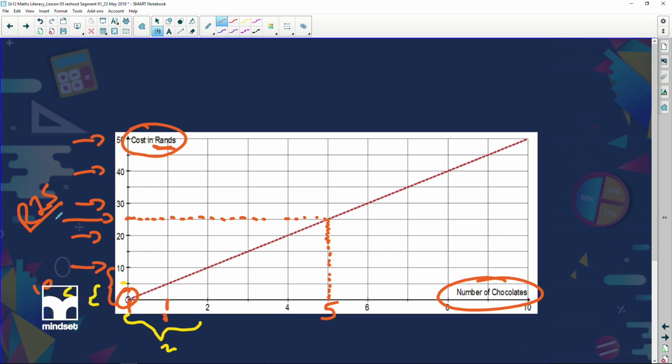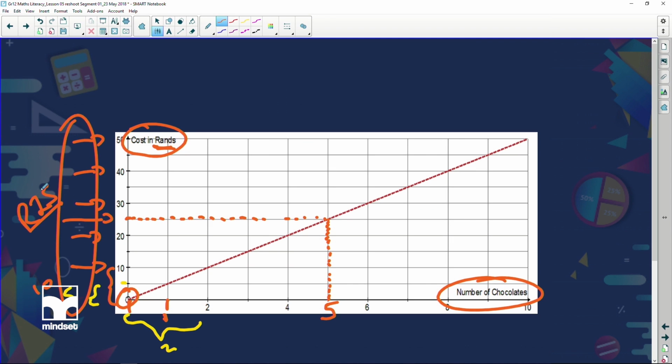Okay. Now, obviously, when you're answering a question like this, if the examiner says to you, how much do 5 chocolates cost? I don't have to draw the line. I can just run my finger up, run my finger across, and get the answer. What I personally like to do is to use a ruler. Put a ruler by the 5, have it up, make a little mark where it hits my graph, and then get the ruler and put it horizontally and see where it hits the actual amount of money.